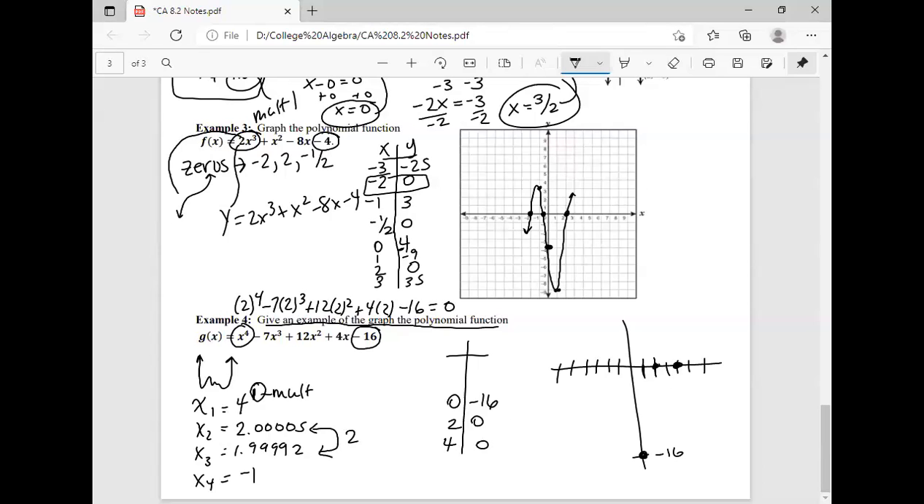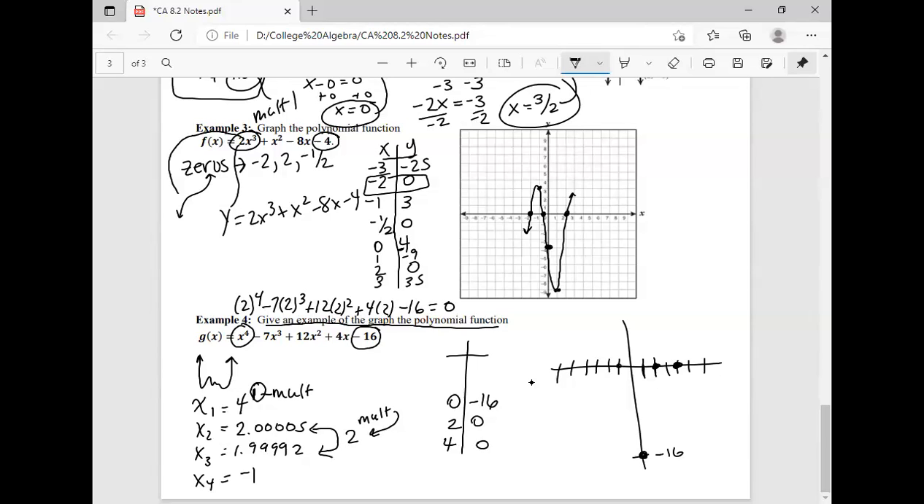At (2, 0), this one has a multiplicity of 2 because it happened twice. So at 2, it's not going to cross over. What's going to happen? It's going to bounce off. It's tangent. It's going to hit it and then bounce off. You'll see what happens with that in a minute.